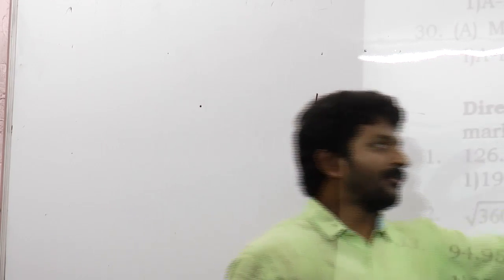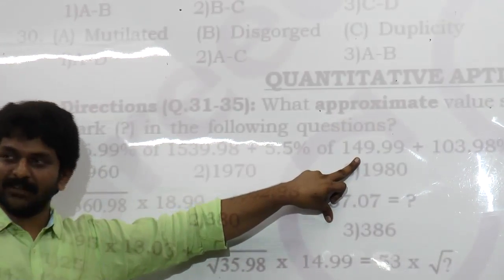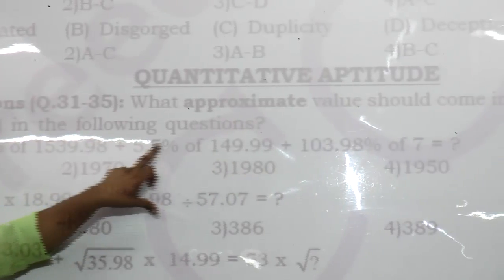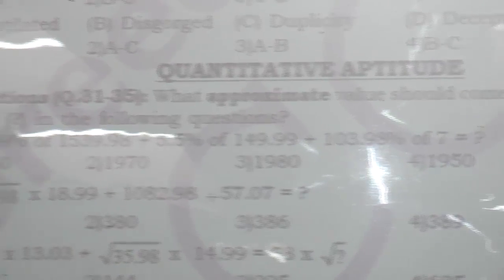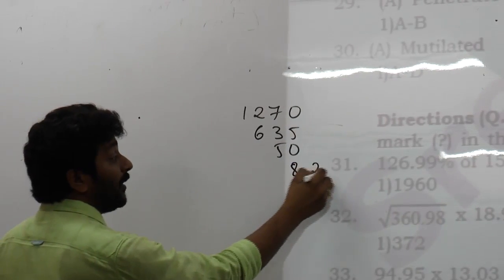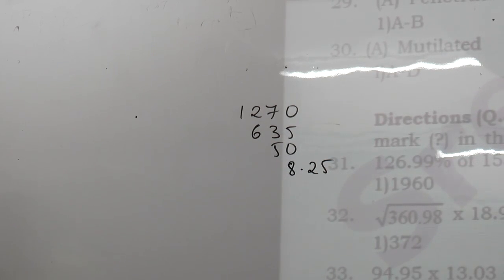Next, 5.5% of 150. Instead, 150% of 5.5. 150% in the sense adding half of it. 5.5, half of that 2.75. Total 8.25. Next, 104% of 7.